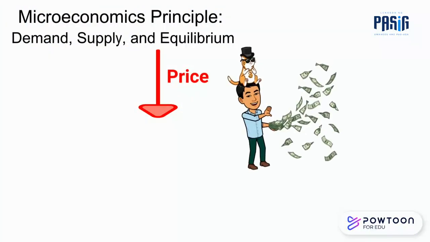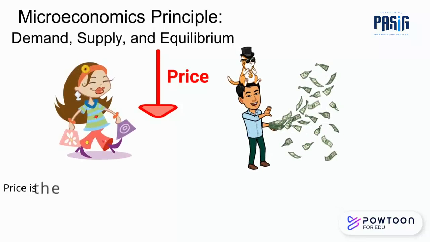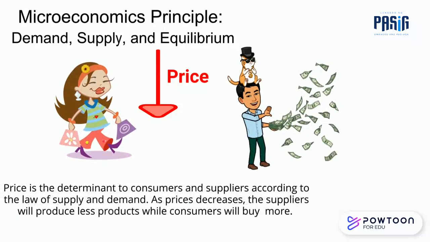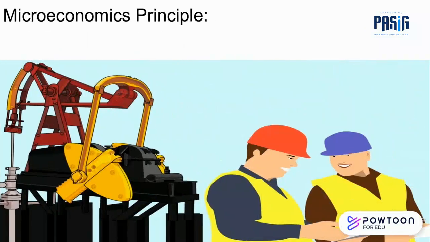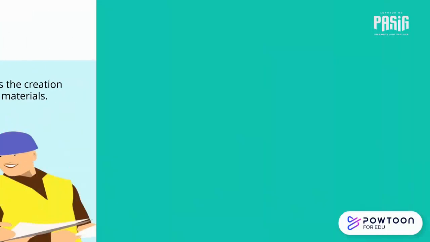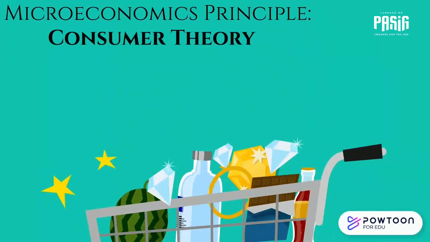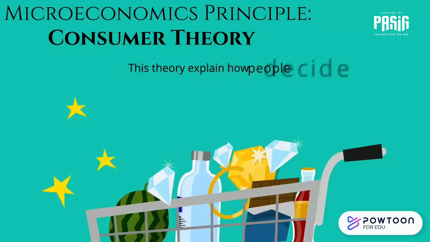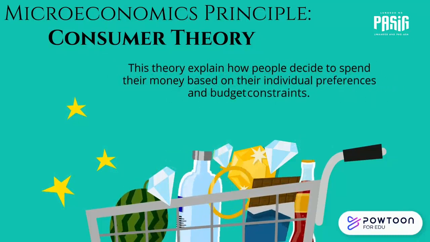One of the microeconomic principles is demand, supply, and equilibrium. Price is the determinant to consumers and suppliers according to the law of supply and demand. As prices decrease, the suppliers will produce less products while consumers will buy more. Production theory. An economic theory which relates the creation of product with the given input materials. Consumer theory. This theory explains how people decide to spend their money based on their individual preferences and budget constraints.